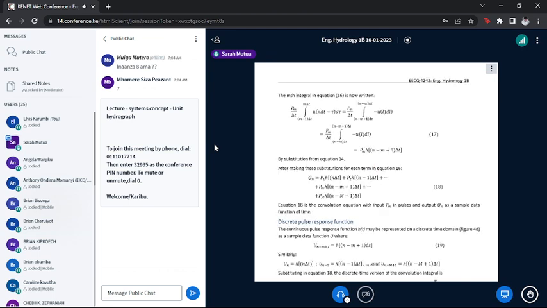becomes P of M times the pulse unit response function U of (n minus M plus 1) dt. And this particular equation, you will notice later that it is kind of the basis of the convolution equation, the discrete convolution equation for unit hydrographs.